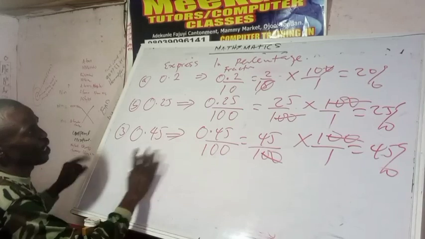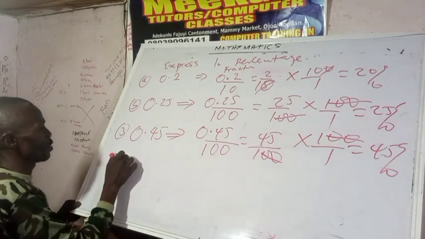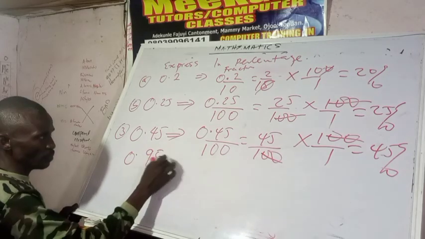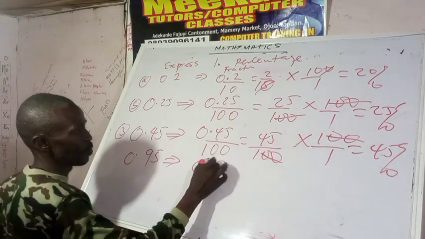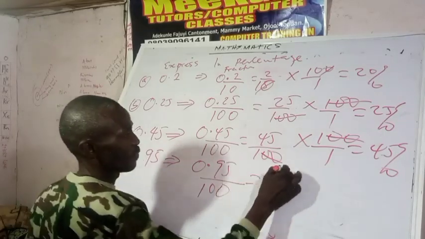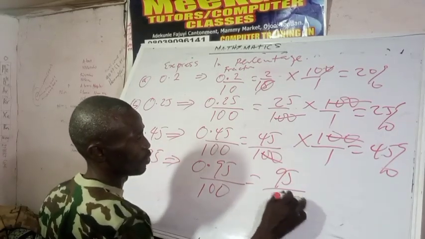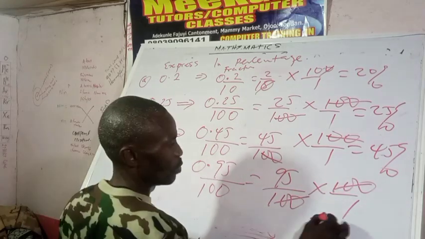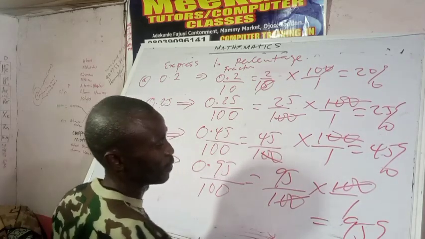So, if you have something like this, now let's see, alpha is 0.95. This one becomes 0.95. The point becomes 1, 0, 0. So what do you have? 95 over 100 times 100 over 1. 2 0 cancels 2 0. What do you have? 95%.